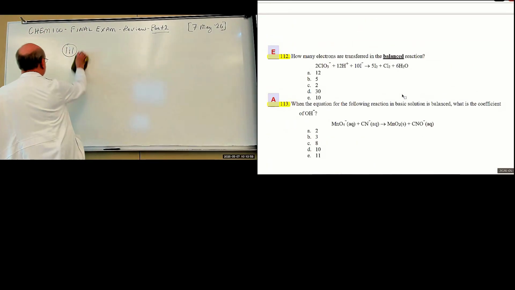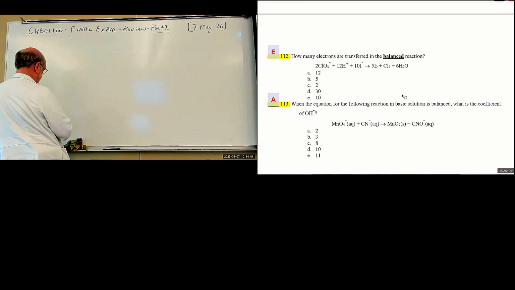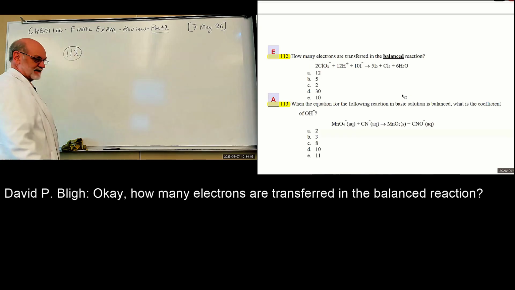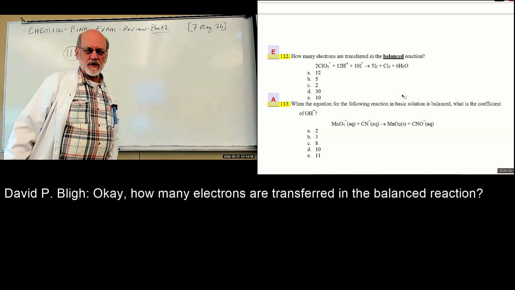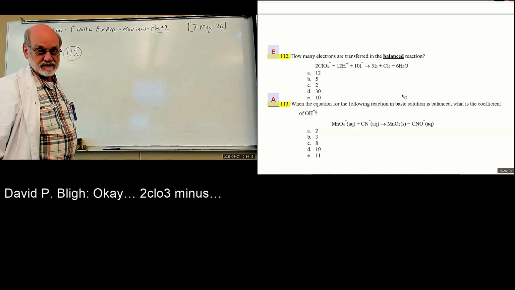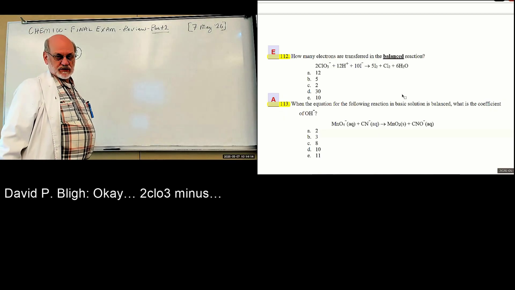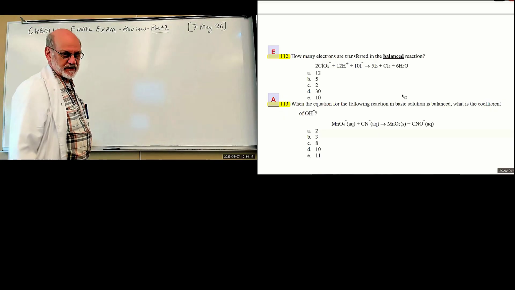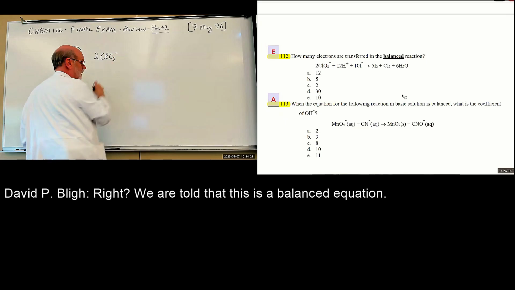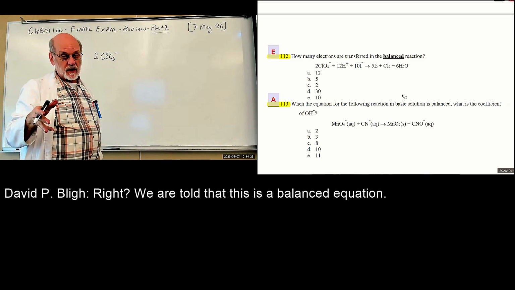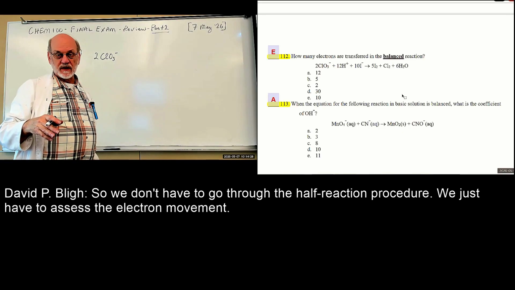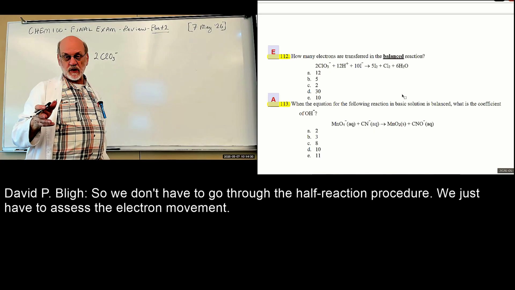112. Okay, how many electrons are transferred in the balanced reaction? Okay. 2 ClO3 minus. Right? We are told that this is a balanced equation, so we don't have to go through the half reaction procedure. We just have to assess the electron movement.